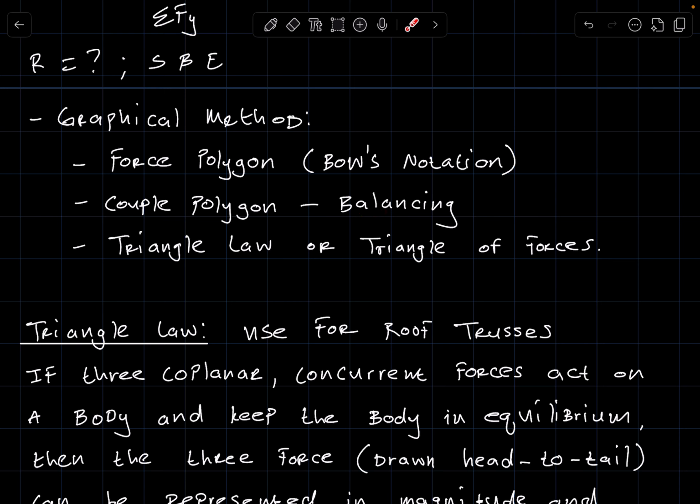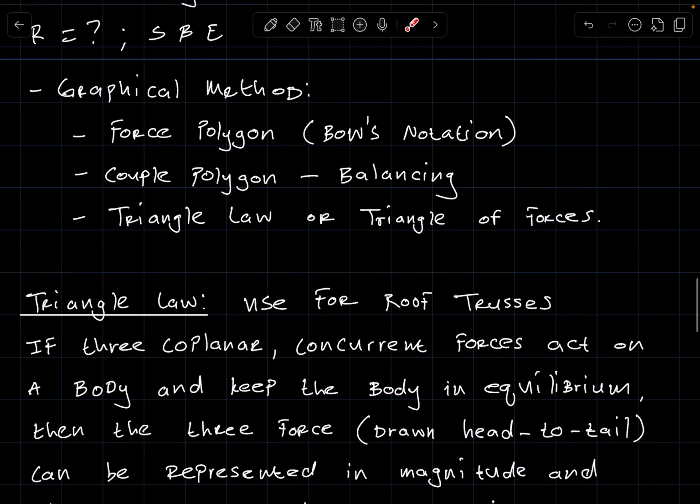What that essentially means is that you draw a polygon, or you use the graphical method to determine the magnitude and directions of the 3 forces, be it the forces are in equilibrium or not. Whereas this one, we are only able to call it the triangle law if the forces are in equilibrium.